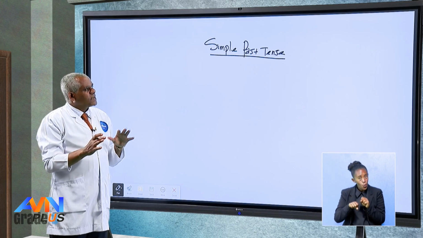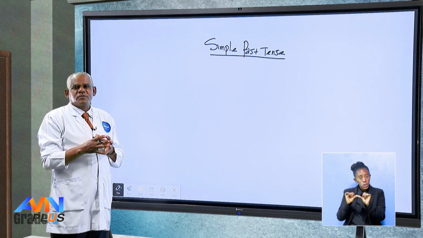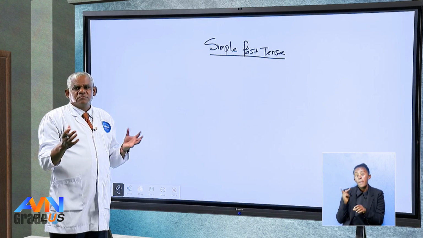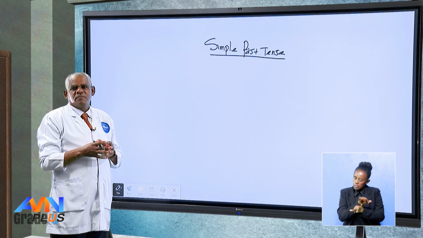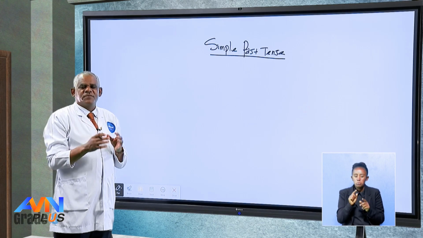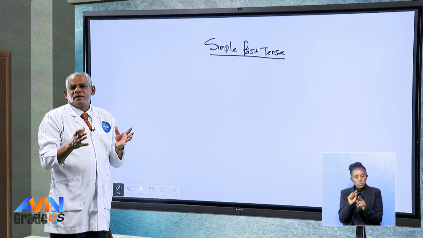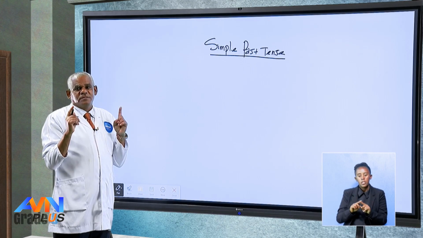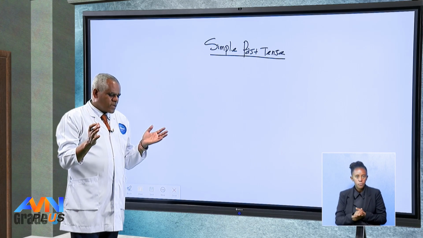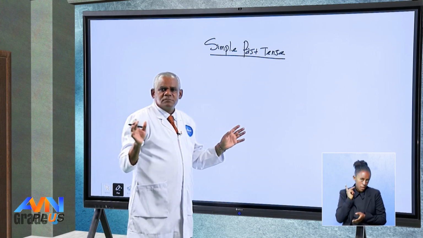So both simple past and past continuous tense are talking about past actions. But we don't mean that they are the same. There is a little bit of difference between the two tenses when we use them in different structures. Don't forget this one. But they are both talking about past action.